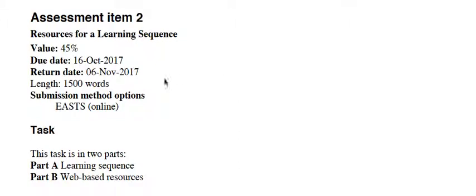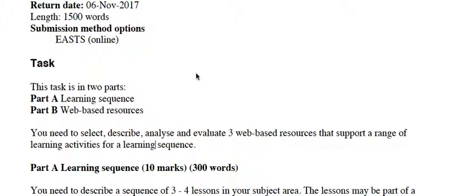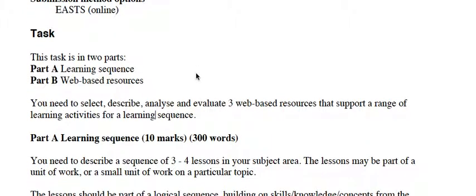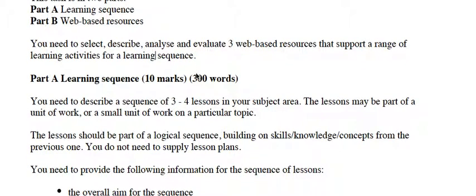So it's due on the 16th of October and the length for this one is 1,500 words with your 10% give or take there. The task is broken down into two distinct parts, but part B relies a lot on part A, and you'll see that in a moment. So you need to select, describe, analyze, and evaluate 3 web-based resources in that order.